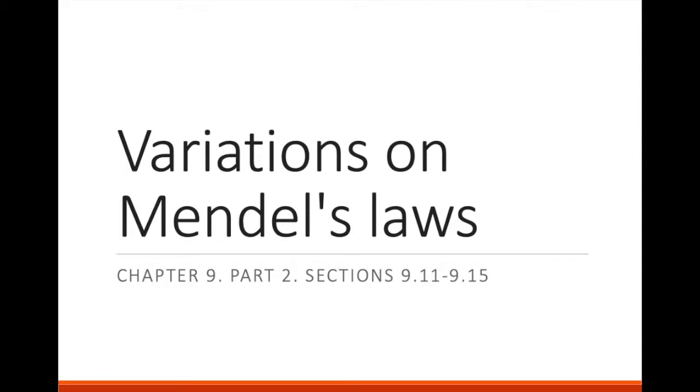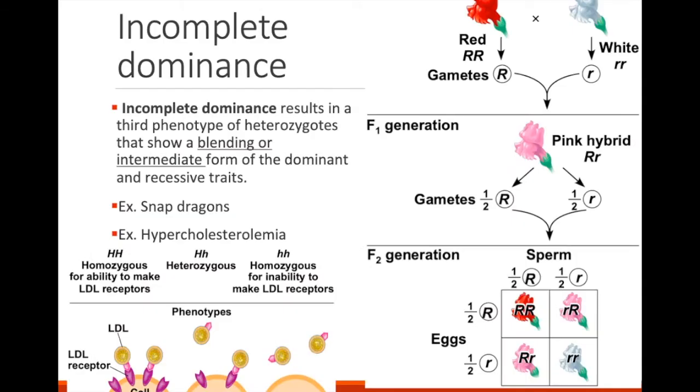So in the last section, we looked at things that were strictly Mendelian genetics. They were either dominant or they were recessive. And when there was a dominant and a recessive in a heterozygote, the dominant covered up the recessive completely. In the next section, we're going to look at some variations. So these are exceptions to the rules that don't really follow exactly the rules that Mendel laid out.